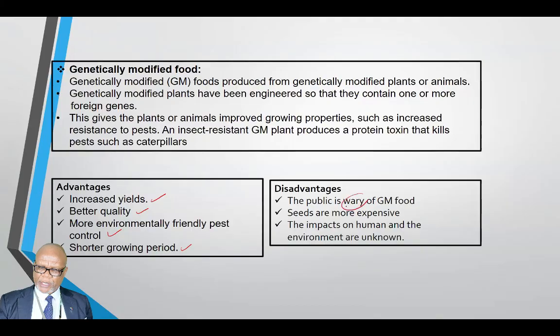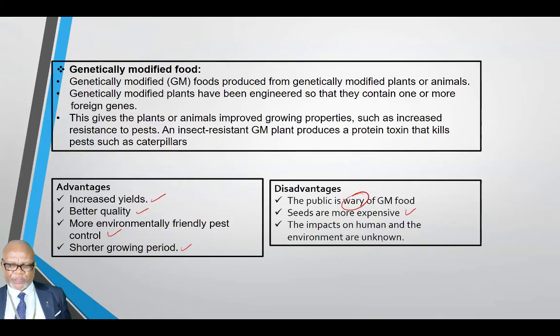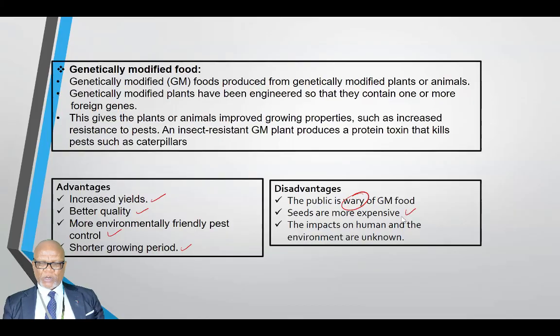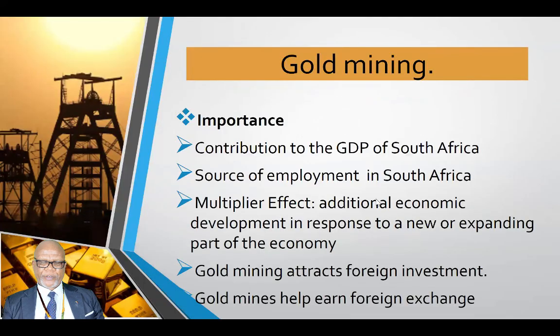But what is the disadvantage of genetic modification? The public is very wary. It's not trusting of genetically modified food. Seeds are more expensive because seeds can have high yield and they are resistant, so they have high value. The impact on humans is unknown. So people are very wary because they don't know what the impacts of genetic modification are.